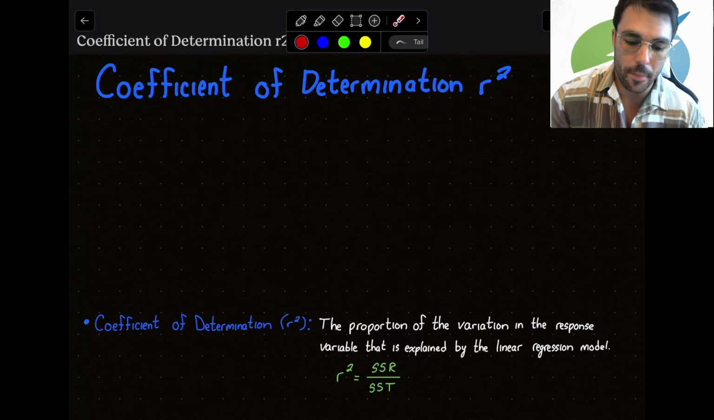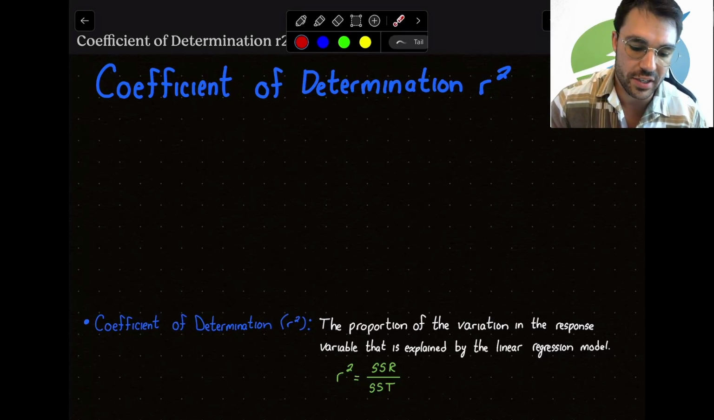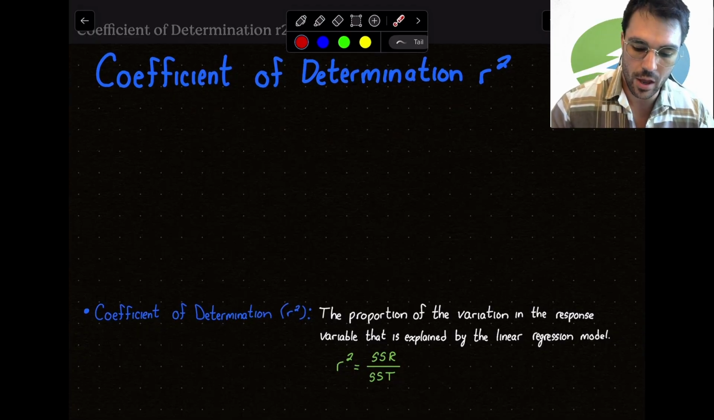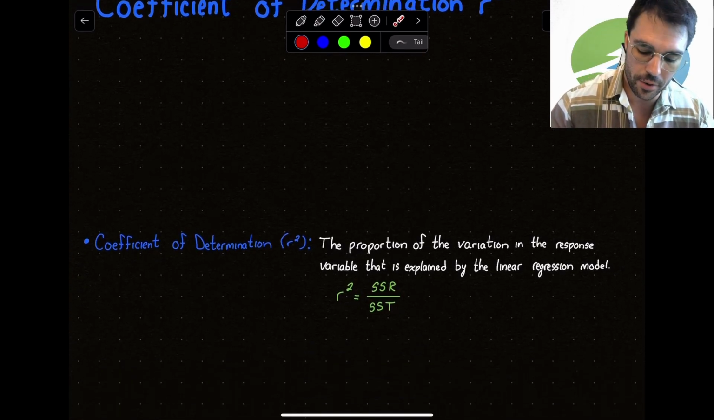Hello and welcome back. In this video, we will be discussing the coefficient of determination, or R squared. All right, let's start off with some vocabulary.